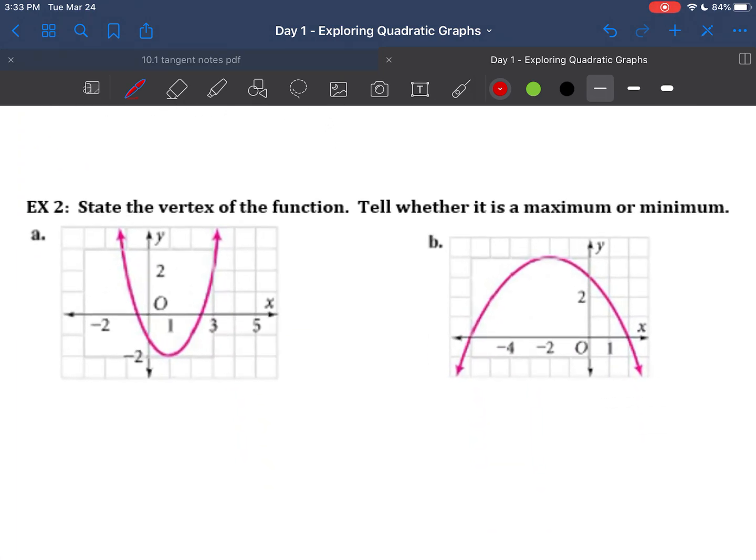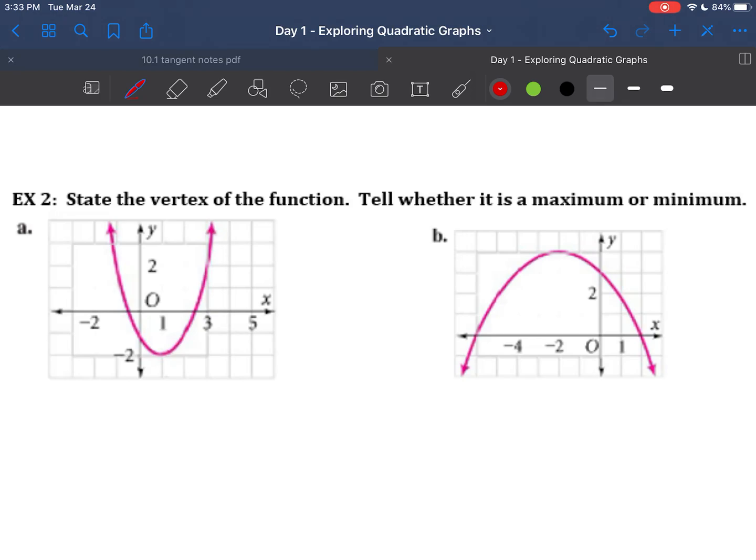So what I'd like you to do is I would like you to try this example A. I want you to do two things. You are stating the vertex of the function, number one. Then you're telling whether it's a maximum or a minimum. So I'd like you to pause the video and try to write both of those items down and come back.